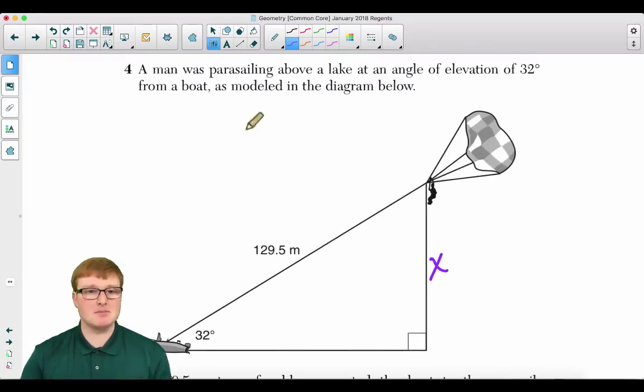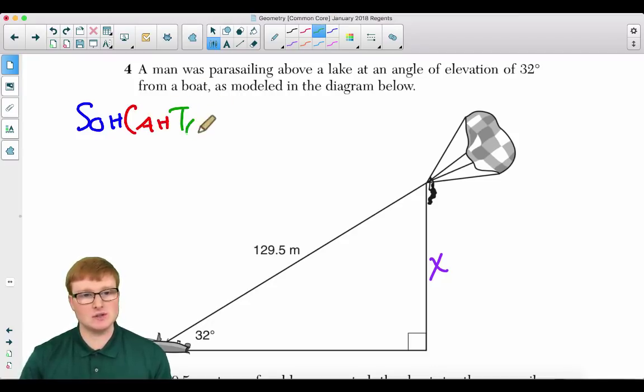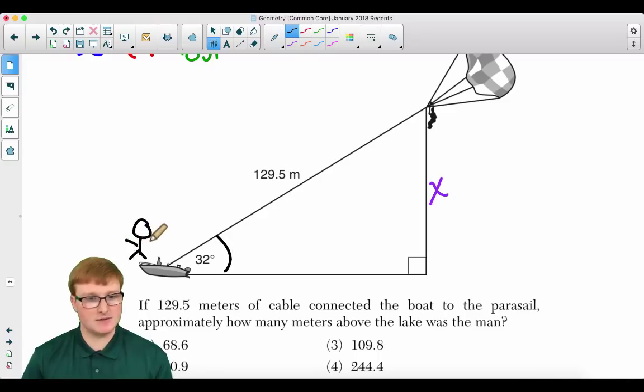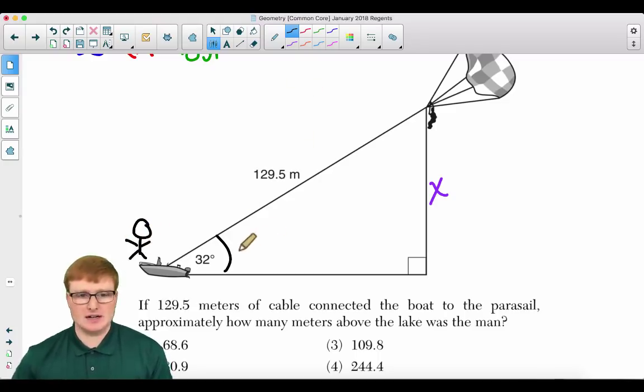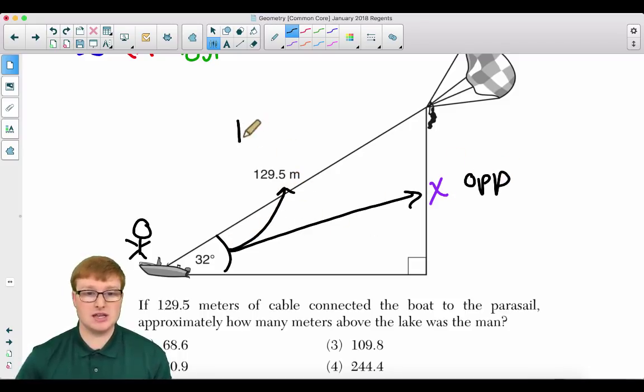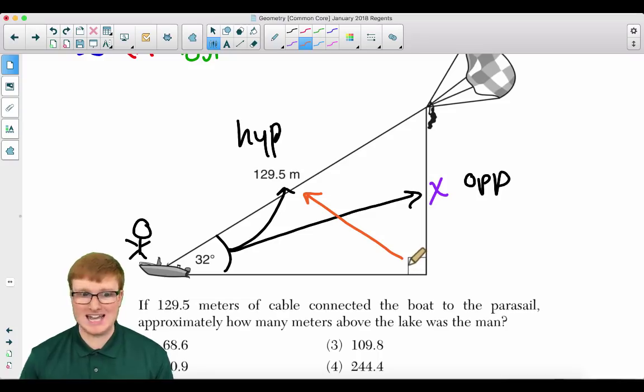This is a classic question of SOHCAHTOA, okay? So we're looking for sine, cosine, or tangent. What you need to do is find your reference angle, and your reference angle is clearly 32 degrees because that's the only angle you have. You can't use the right angle. I'm going to draw my little stick figure here. What are we given here? Well, we're given x, which is the opposite side, and we're given 129.5, which is the hypotenuse. And remember, in a right triangle, your hypotenuse is always across from your right angle.